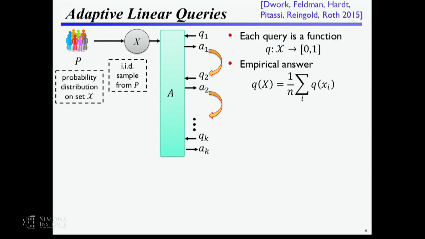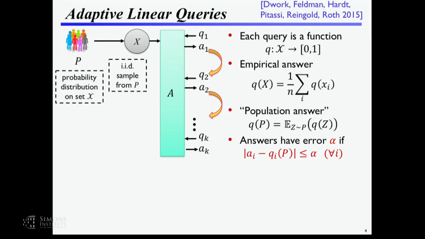Given this data set X and this distribution P, there are several quantities that we're going to try to relate to one another. There's the empirical answer, which is just the average of this query over the data set. There's the population answer, which is the expectation of the query on a fresh sample from the same probability distribution. Or if we think of the population as an actual population of people, then this would be the average over the population as opposed to over the sample I have. I'll sometimes call the empirical answer the sample answer, and the population answer the distribution answer.